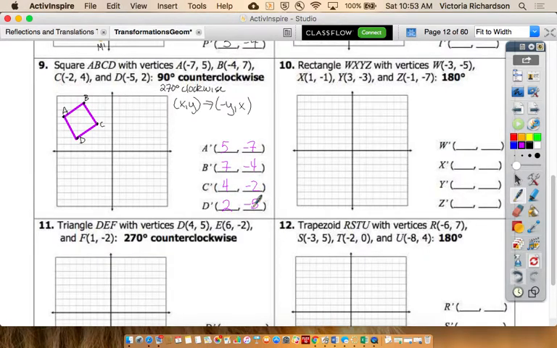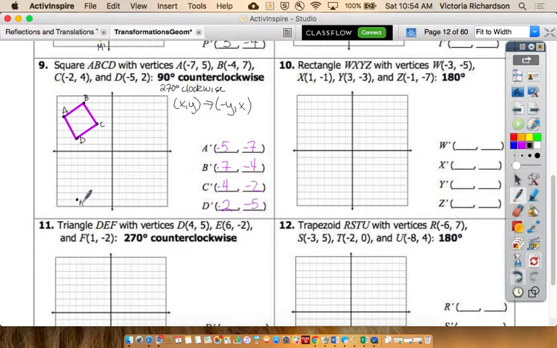So I've swapped my X and Y, but now I have to change the sign of the first one. So +5 becomes -5. -7, +7 becomes -7. +4 becomes -4, and +2 becomes -2. So now I'm going to draw my new figure. So it's -5, -7, 1, 2, 3, 4, 5. 1, 2, 3, 4, 5, 6, 7.